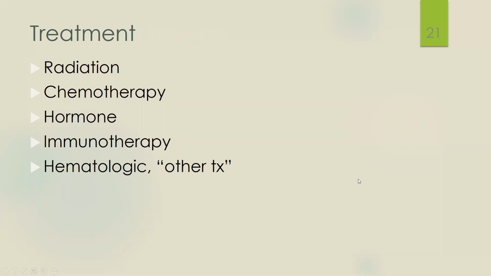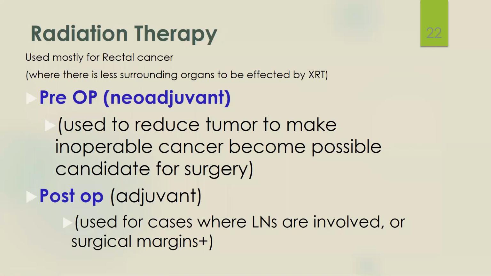Okay, so that's most of the surgery fields, and we'll move on to some of the other treatment fields. So radiation therapy is used mostly for rectal cancer, and oftentimes there are fewer surrounding organs to be affected by radiation therapy. So preoperatively or neoadjuvantly, they can use radiation therapy to reduce the risk of tumor, to make an inoperable cancer become possibly a candidate for surgery.